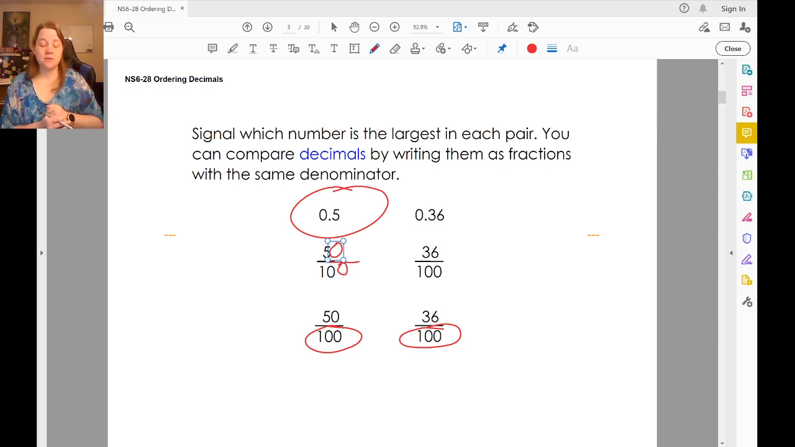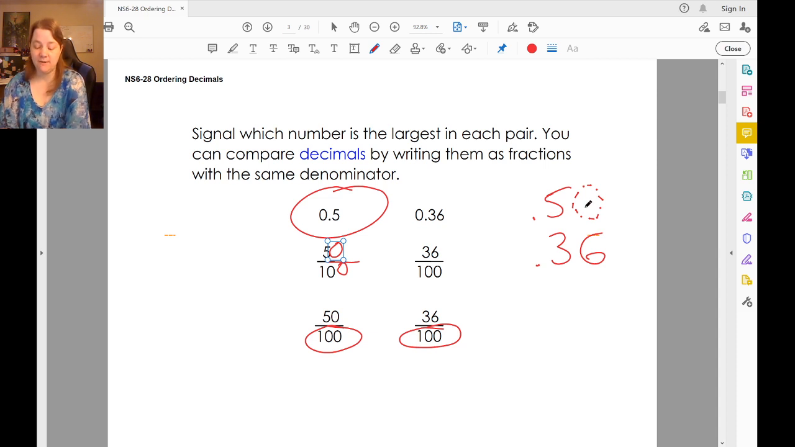I can also see it by lining up the decimal. 0.5, 0.36. Now I can put in invisible zeros on anything that doesn't share a place value, and that will help me see that 50 is bigger than 36. I can also just compare the first digit that's different the same way I would with whole numbers and see that 5 is bigger than 3.